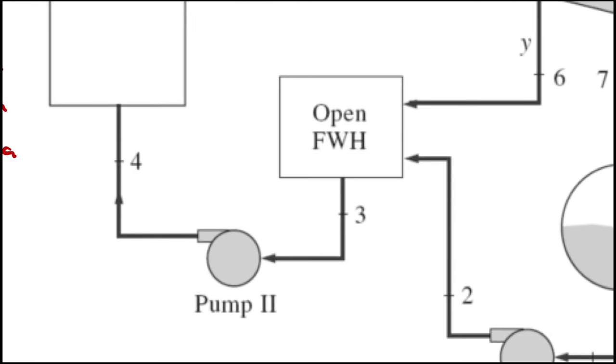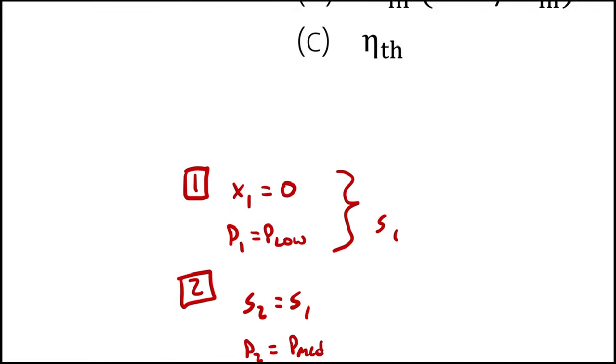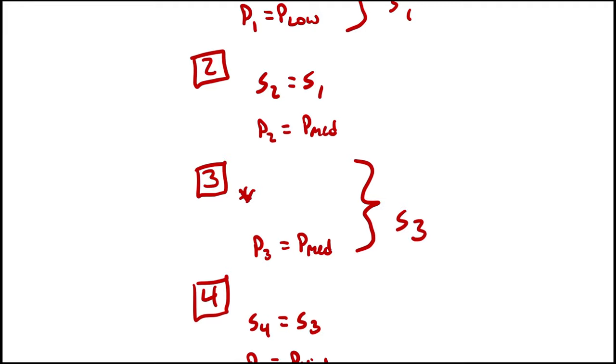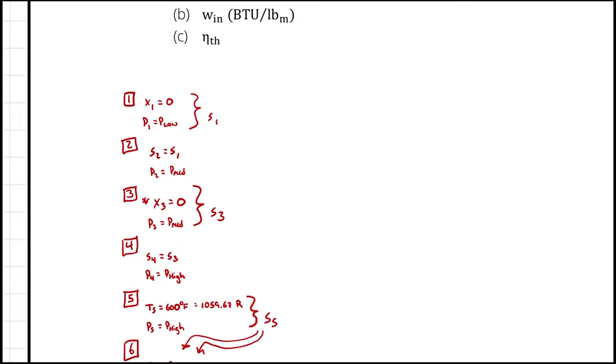But we're also going to make the same assumption about the open feedwater heater. We're going to assume that 6 and 7 are positioned in such a way so as to allow state 3 to be a saturated liquid. I think that'll make a little bit more sense once we look at our TS diagram, but for now, just assume that state 3 is also a saturated liquid. We want our pumps to only handle liquid, not a mixed stream of liquid and vapor. I will put an asterisk here to note that that is an assumption that we are making.